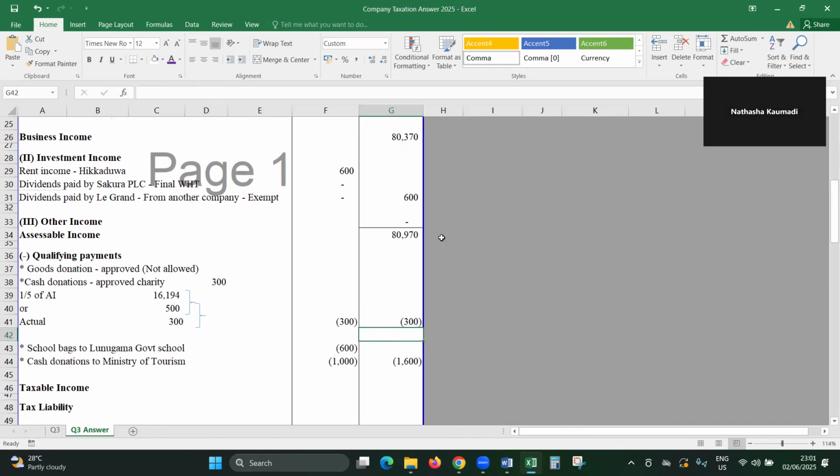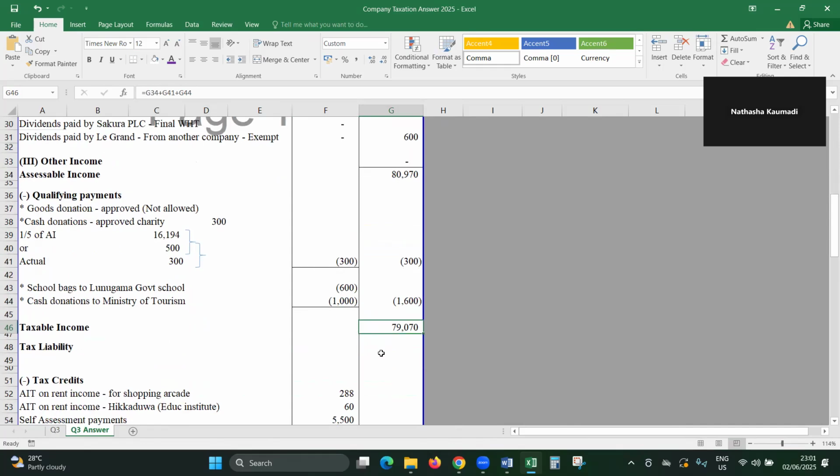All right. This is how you get the qualifying payments. Now you have calculated the qualifying payments, so we'll write taxable income. You take your assessable income and deduct your qualifying payments. The total is 79,070. That is your taxable income.